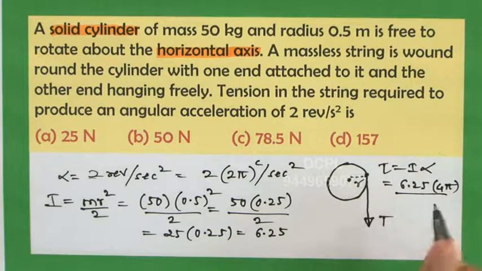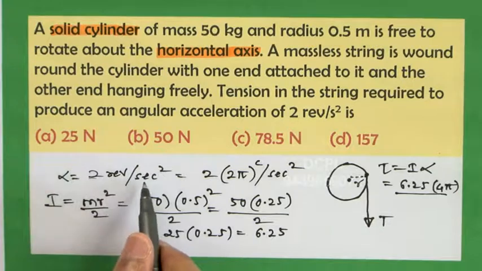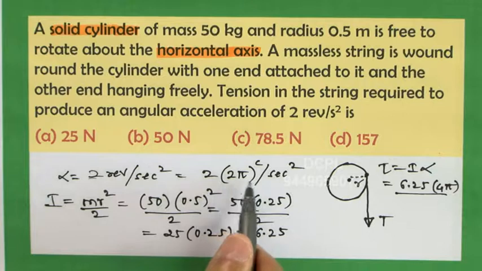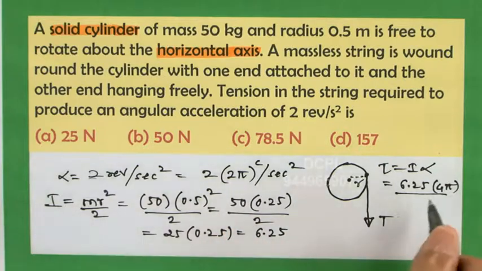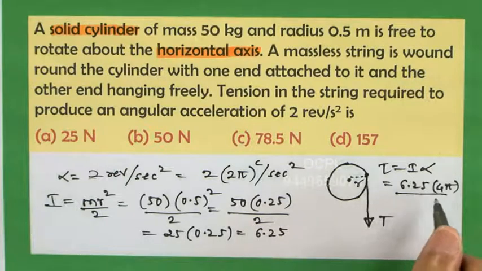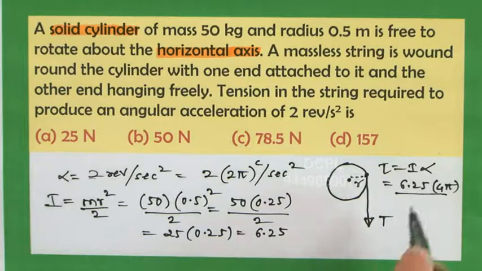right. See, he had given 2 revolutions per second square, 1 revolution corresponds to 2 pi radians. So, 4 pi radians per second square is what we have got as alpha. This is I and this is alpha, alpha is 4 pi, fine. So, this is the torque that you need, and this torque is generated by the tension in the string, and that is given by T into R. I hope you agree there.